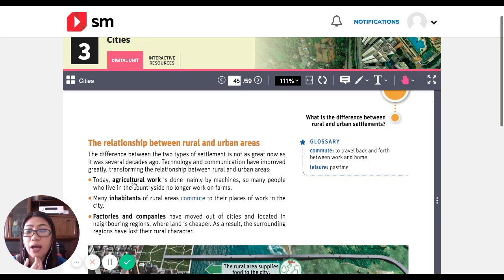So today, agricultural work is done mainly by machines. So many people who live in the countryside no longer work on farms. Then second, many inhabitants of rural areas commute. When we say commute, they use public transportation to move from one place to another, to their places of work in the city. Factories and companies have moved out of cities and located in neighboring regions where land is cheap.